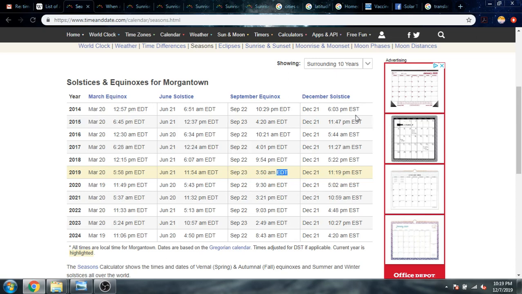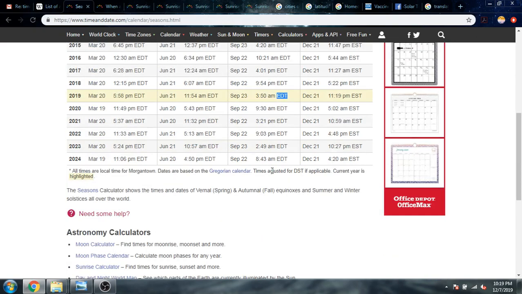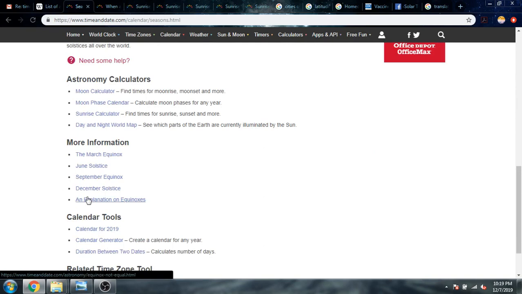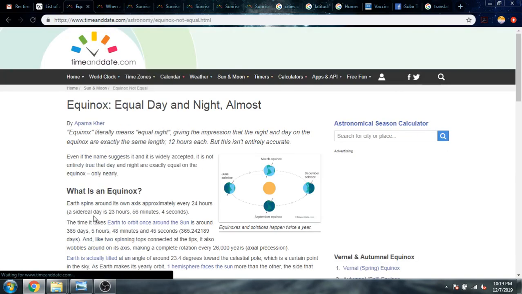Notice some of them are Eastern Standard Time, some are something else. I forget what that means, but you might have to adjust an hour depending on that acronym. So then let's go for a little more information. There are several different ways you can get to this, but here's one explanation on equinoxes.